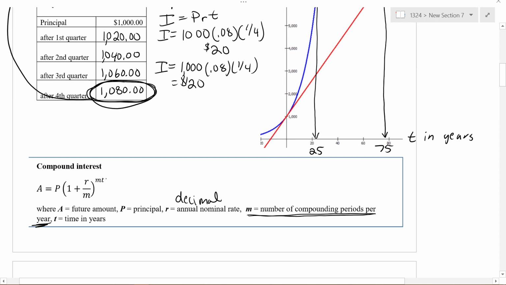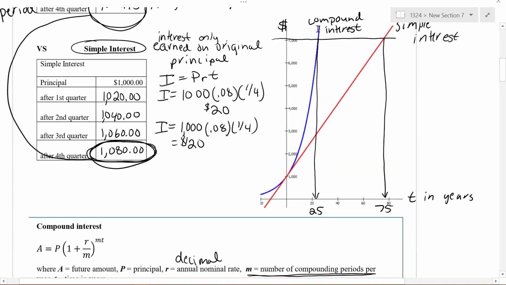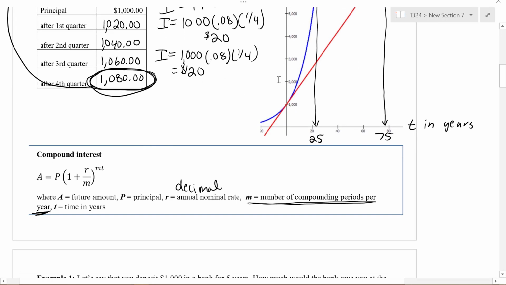Okay, and then we have T. T represents time in years. In the compound interest formula, we actually have an exponent. This is what we call exponential growth. So that blue graph there is growing very quickly. We call that exponential growth, and that exponential growth comes from the fact that we have an exponent in our formula.